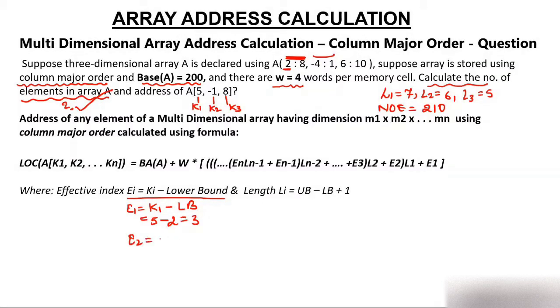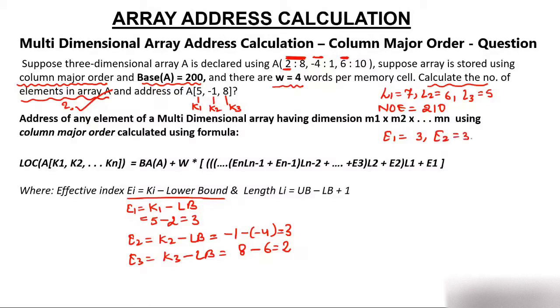Then E2 is what? K2 minus lower bound. What is K2? You have K2 as minus 1, and what is the lower bound of this? Minus 4. So minus 1 minus minus 4 will give you again 3. And E3 will be K3 minus lower bound. What is K3? 8. What is the lower bound here? 6. So you have 2. So what you did, you calculated E1. I'm writing here: E1 as 3, E2 as 3, E3 as 2.